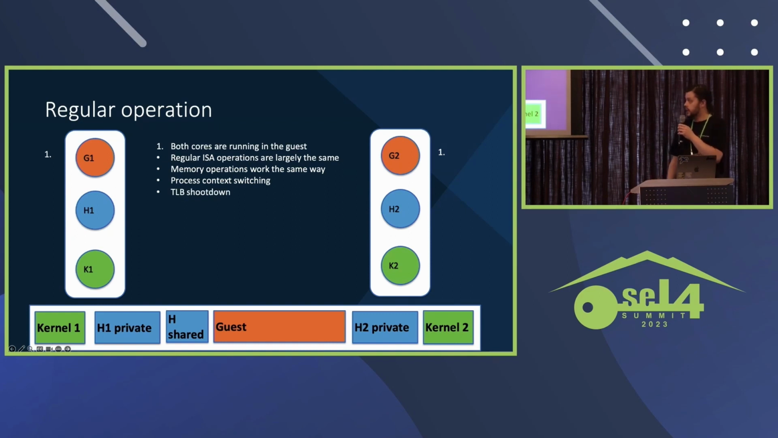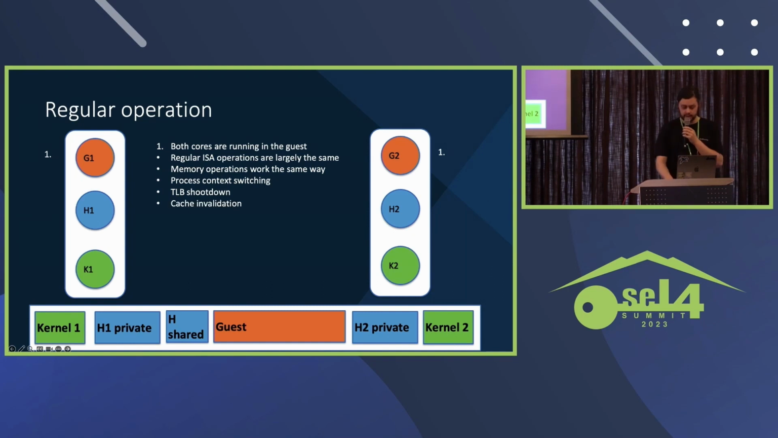TLB shootdowns. When a guest wants to invalidate TLB entries on another core, it uses the standard TLB shootdown mechanism, and that works transparently. The hardware is able to broadcast that mechanism onto the other core, and the VMIDs ensure that the right entries on the other core are correctly invalidated.